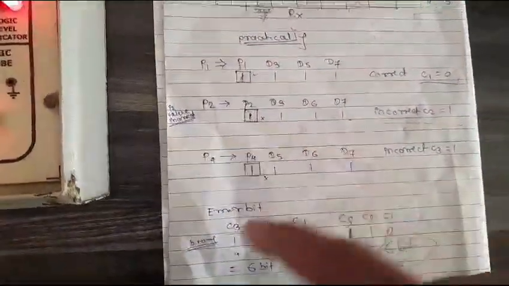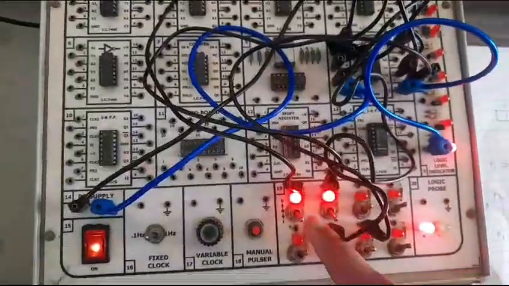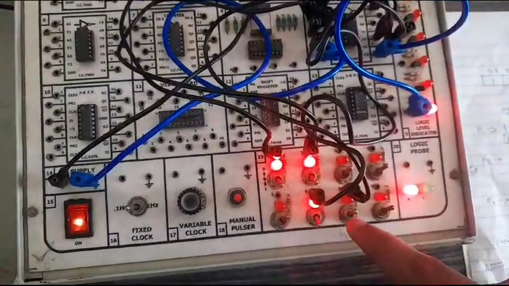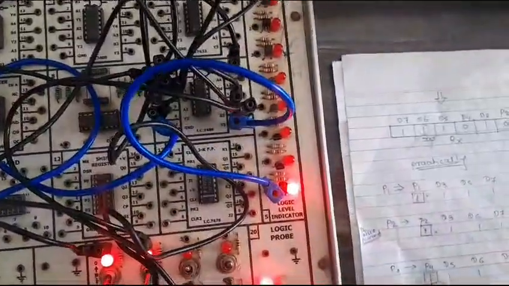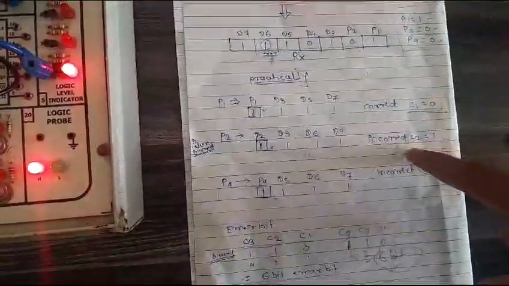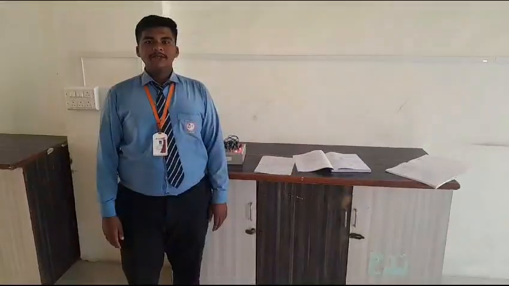Now we will test the second parity condition. P2 is 1, D3 is 1, D6 is 1 and D7 is also 1. The LED is glowing, hence the value of C2 is incorrect and the condition is satisfied.